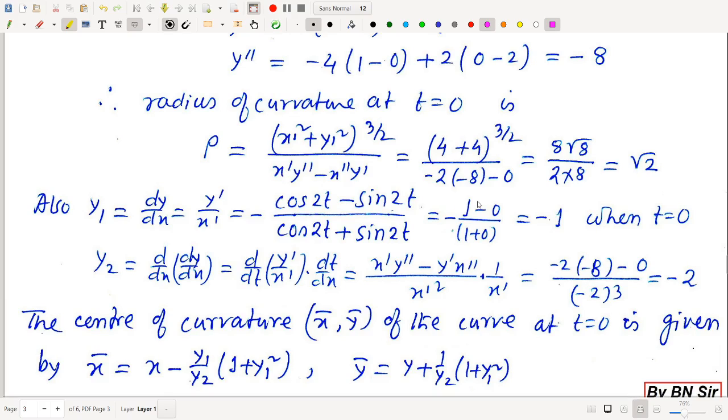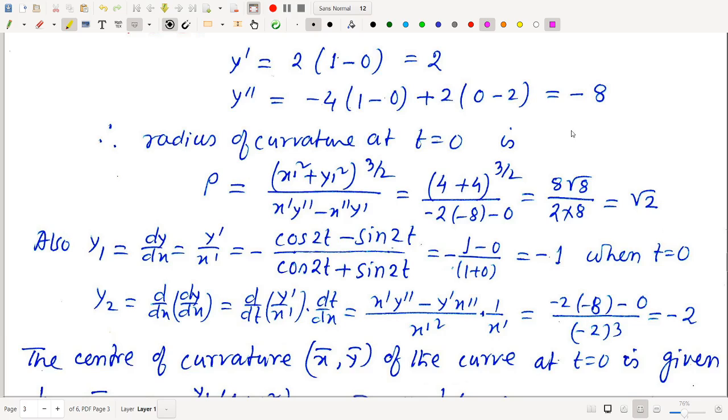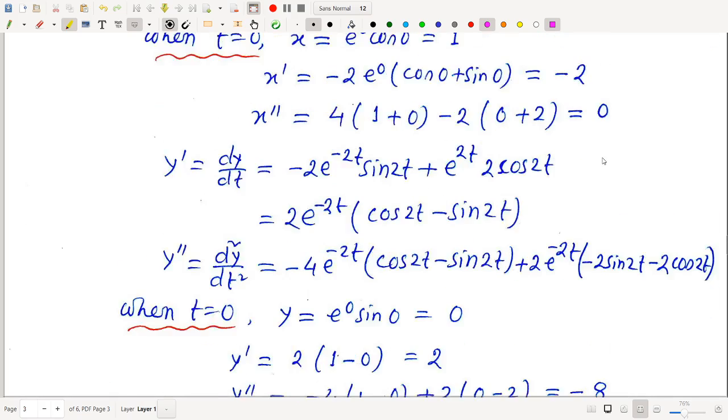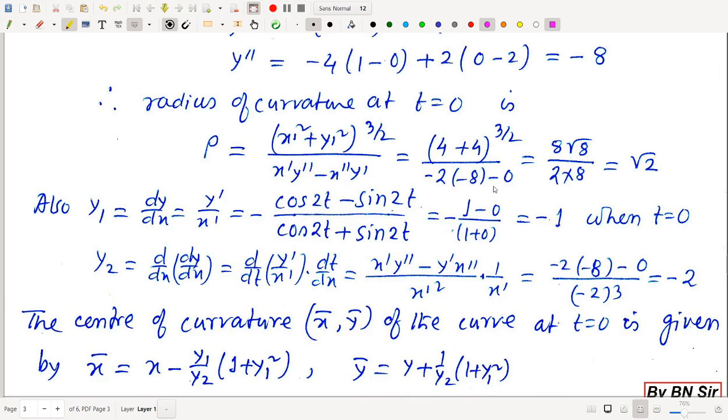x dash is minus 2, y double dash is minus 8 and x double dash is 0. We have seen already x double dash is 0. So finally it is 4 plus 4, 8 to the power 3 by 2 means 8 root 2, and here it is 2 into 8. This 8 cancels, root 8 means 2 root 2, 2 cancels, so root 2. Radius of curvature is root 2.